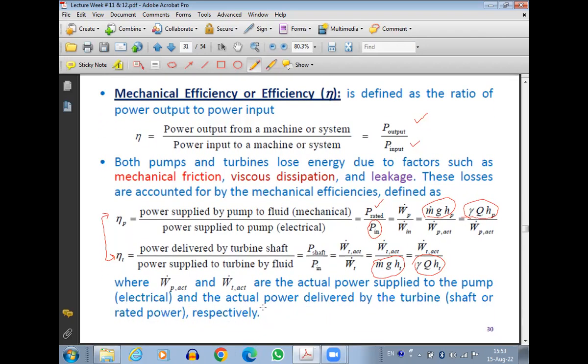This is a basic conceptual question, and I would ask you to just keep a note of it, because if required, I can ask this conceptual question in the exam. Okay.